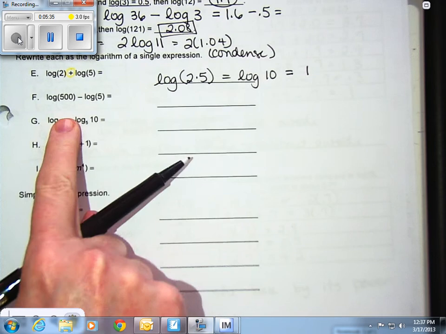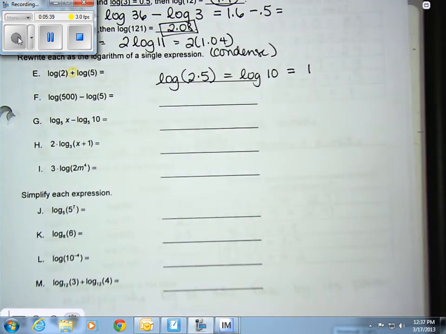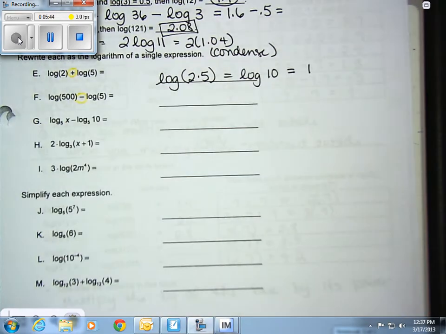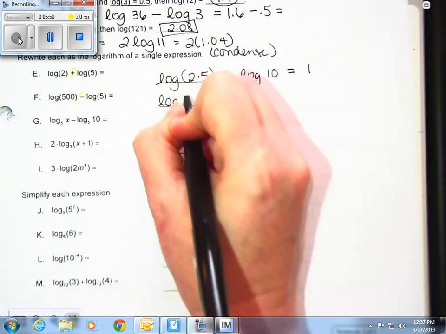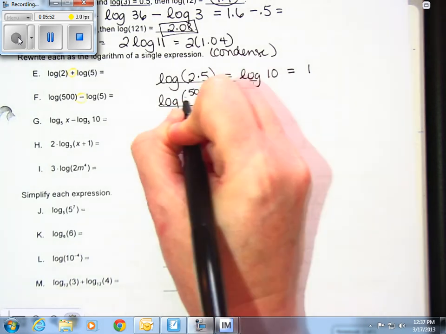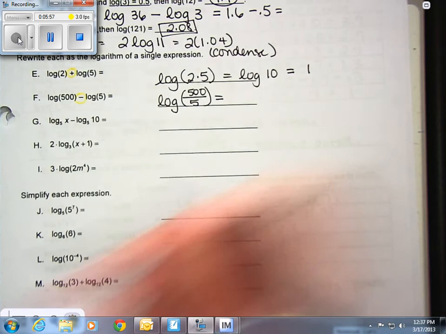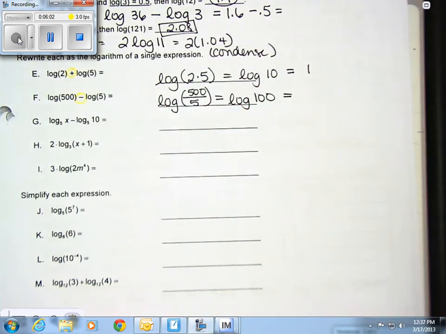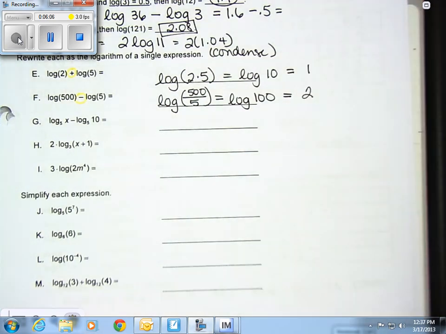So if we want to combine these, log of 500 minus log of 5, we're going to look at the sign that's between the two logarithms. A minus sign on the outside tells us that we're going to have a quotient on the inside. So this should really be written as log of 500 divided by 5. 500 divided by 5 we can simplify down to log of 100. Log of 100 is going to come out to be a nice pretty number, and that's going to be 2.